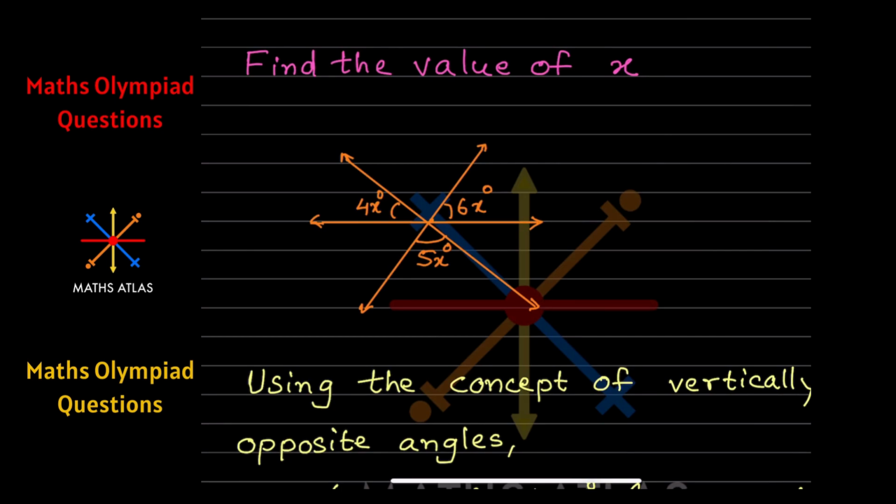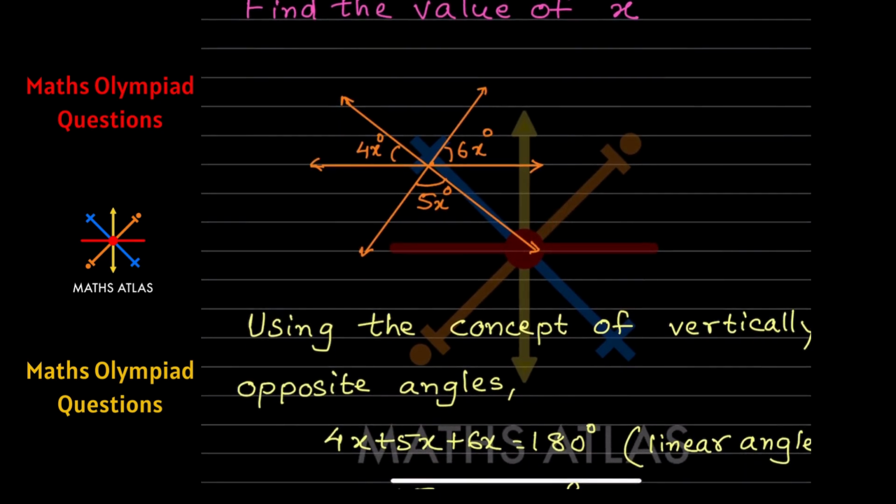So let us solve this problem. It's given over here that we have to find the value of x. This is the figure given. Here you can see this is 4x. That means here also this should be 4x. Why? Because they are vertically opposite angles. Again, this is 6x, so this also should be 6x. Again, this is 5x, so this also should be 5x.